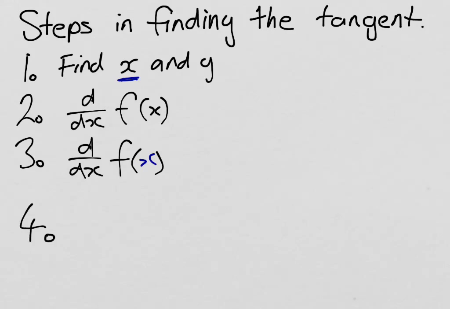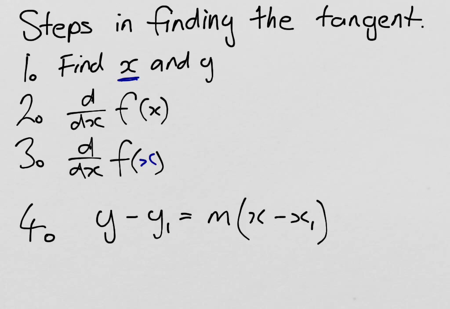Step 4 is to put these values into our straight line equation. Where now we're using y into our equation, x into our equation, and we're putting our derivative, which is the slope of the line at this point. And this will give us the equation for the tangent at the point.